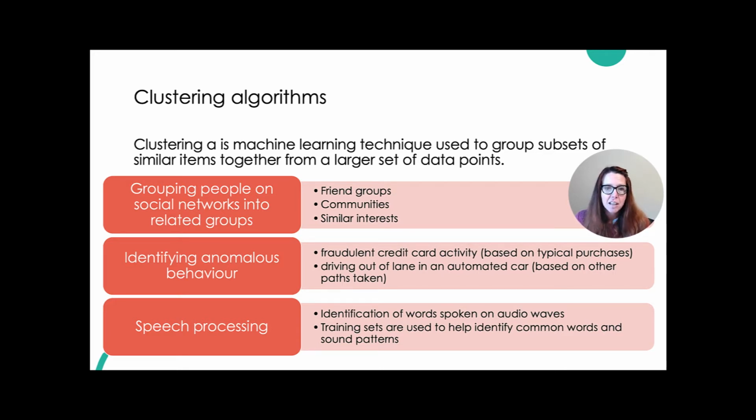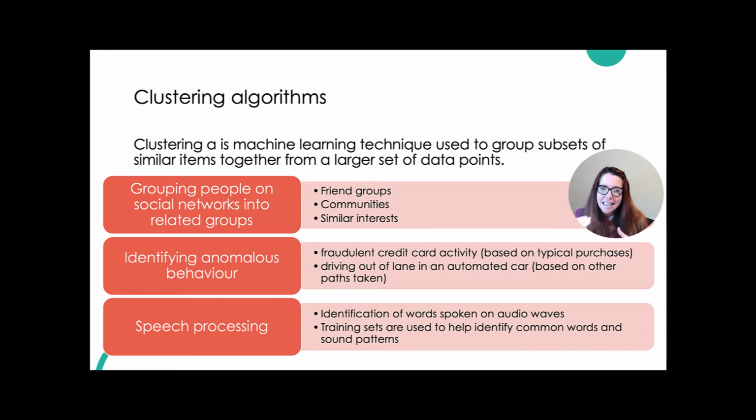Clustering is something within machine learning. It's a technique used to group subsets of similar items together from a much larger set of data. So this could be employed when we're discussing how we can group people within social networks into related groups. So it could be groups of possible friends, community groups, people that live in the same area or have a similar interest. Those people that are interested in sailing or running.